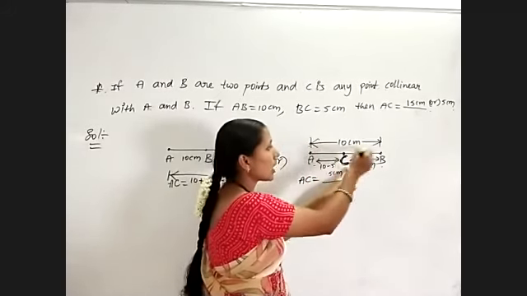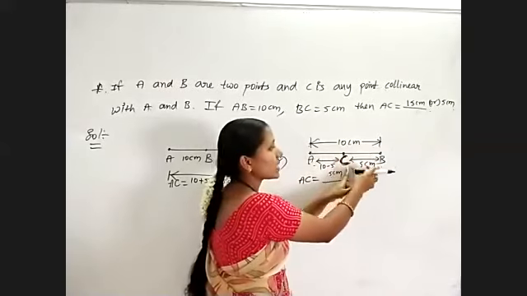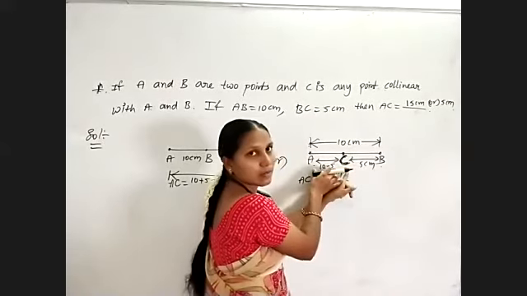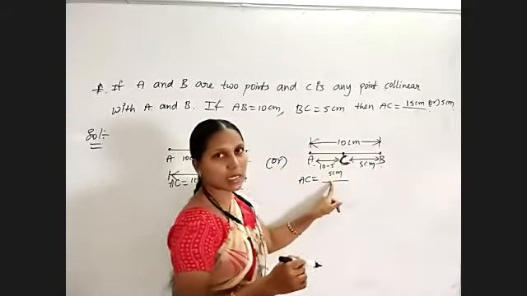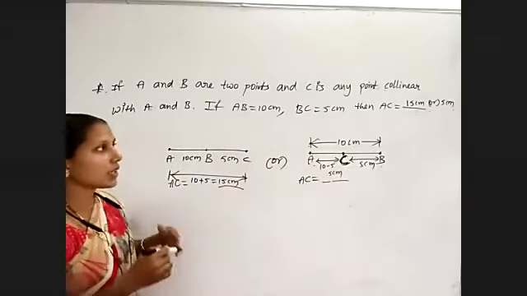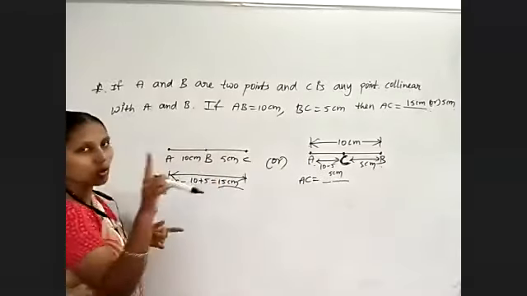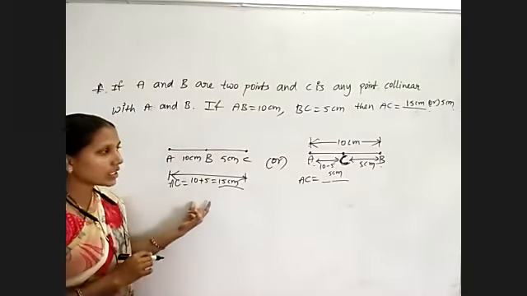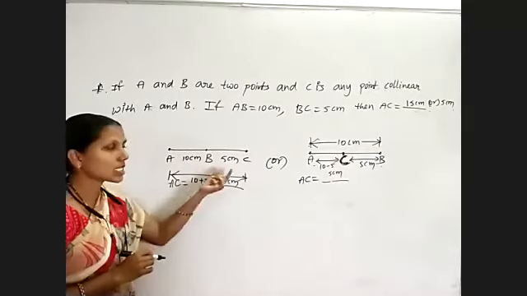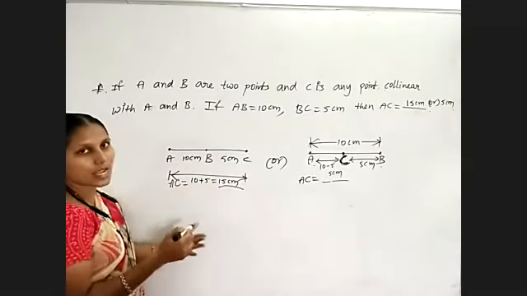Total length minus this portion. So that is AB minus BC will give us AC. That is 10 minus 5 is equal to 5 centimeters. Okay. If they are giving the position of C, then in that case we will get only one value, either 15 or 5. But here they did not mention where C is lying. For that sake, we don't know what is the exact value of AC.